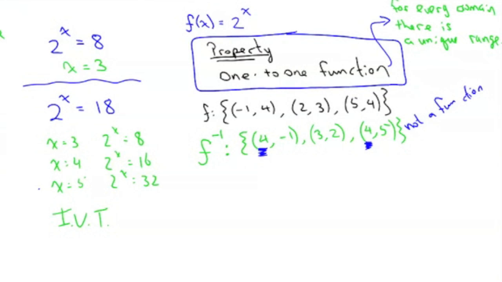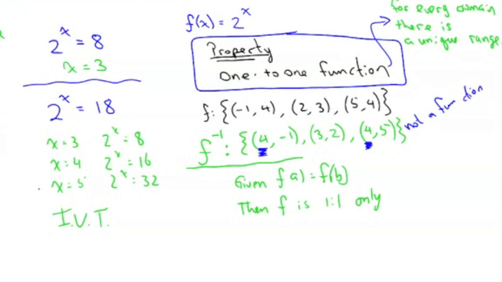So a formula for this, or an algebraic expression, is: given f of A is equal to f of B, then f is 1-to-1 only if A has to equal B. If we're talking about a 1-to-1 function, and I say I have these two y values that are exactly the same, that means the x values also have to be exactly the same. Otherwise, we're breaking what it means to be 1-to-1. So this property is how this one is solved algebraically.